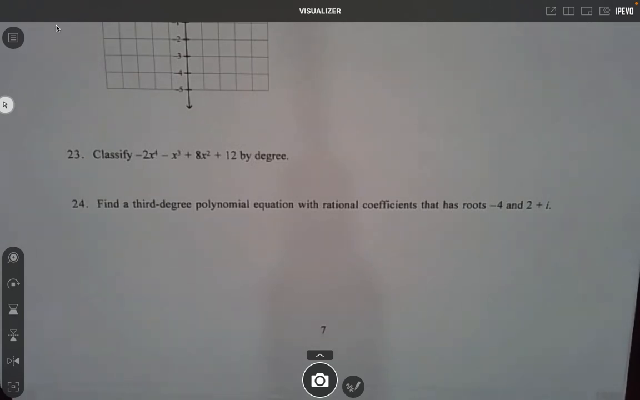Okay, 23, classify it by degree. That's what's important, not how many terms there are. What's the degree of this one? What's the highest exponent? 4. We call 4 quartic. What if it was 5? It would be quintic. If it was 3, cubic. If it was 2, quadratic. Okay? It'll probably be one similar to this. Quartic, quintic, cubic, quadratic. And 1 is linear, but it shouldn't be that. 1 is just linear, a straight line.